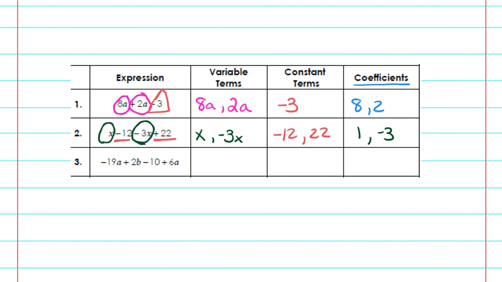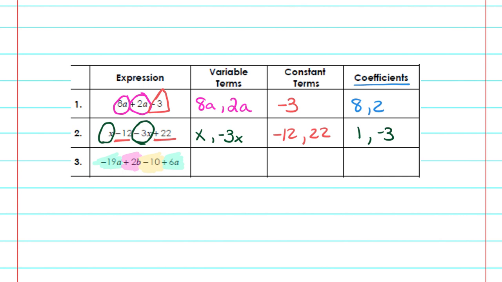And last but not least, number 3 here. I'm just going to highlight it this time. So here, something with an A. This one has an A. Oh, that one has a B. I'm going to give it just a different color. And then here is just a number by itself.